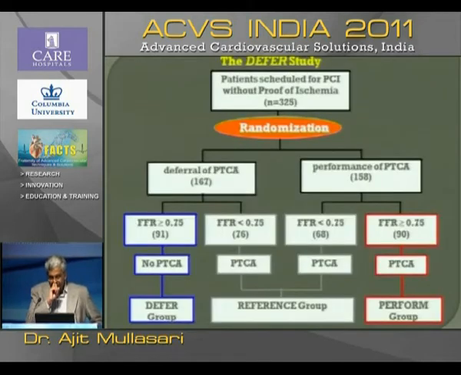The DEFER study was a very interesting study. 325 patients who were scheduled for PCI without proof of ischemia were randomized to deferral of PCI and performance of PCI. If the FFR was more than 0.75 in 91 patients, they were deferred from PCI. If the FFR was less than 0.75 in the next group, they had PTCA and formed a part of the reference group. In the performance of PTCA group, there were 2 groups again, more than 0.75 and less than 0.75, and the left arm formed the reference group and the right arm formed the perform group.